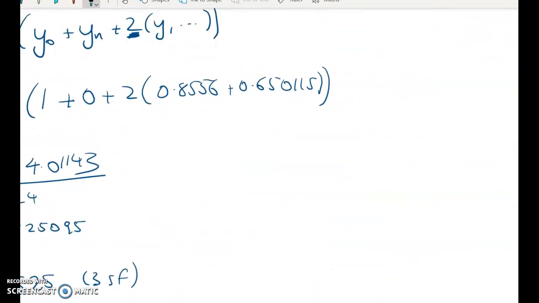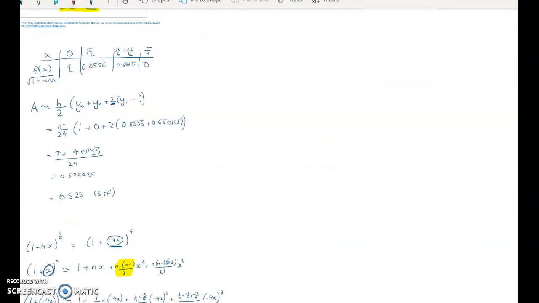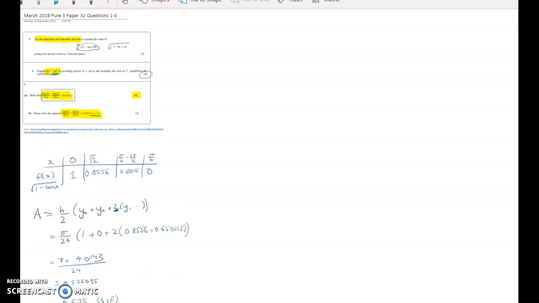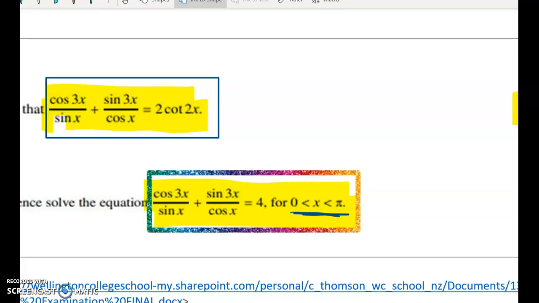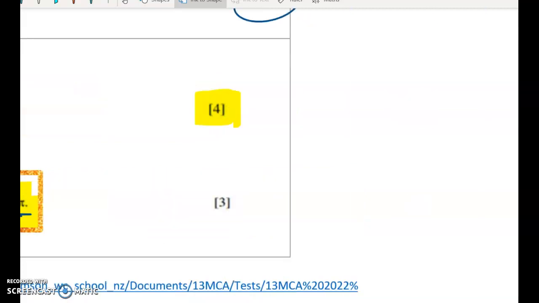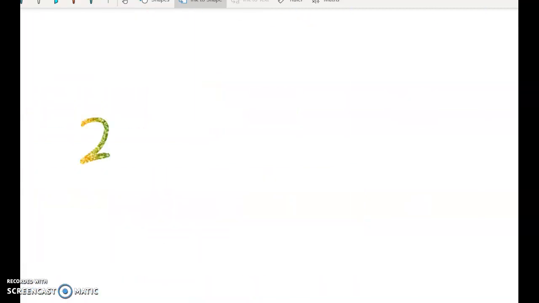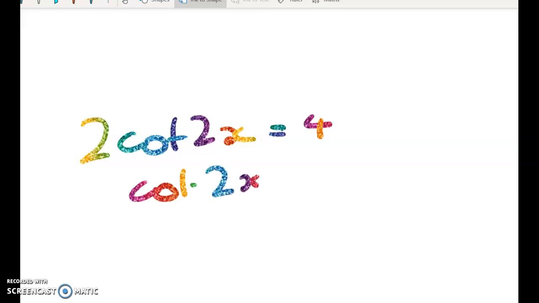And then all we've got left to do in the last 4 minutes of video is we have to solve an equation using that. So we had to solve this equation. Even if you'd screwed up the proof, clearly what you're expected to do here is to use this result and say, well, this is a nightmare, but we can replace it by 2 cot 2x. So all we're solving is this. 2 cot 2x is equal to 4. Cot 2x is equal to 2.